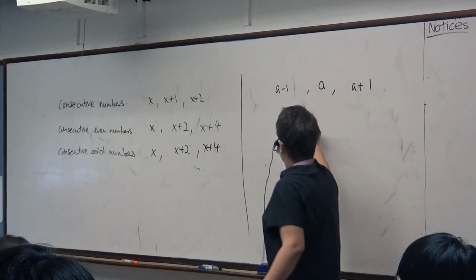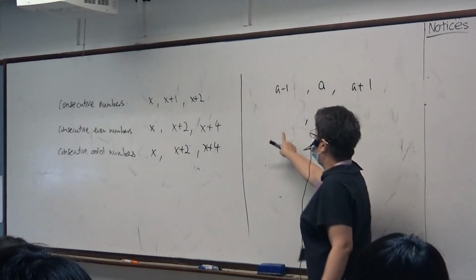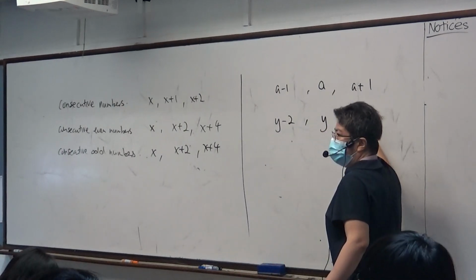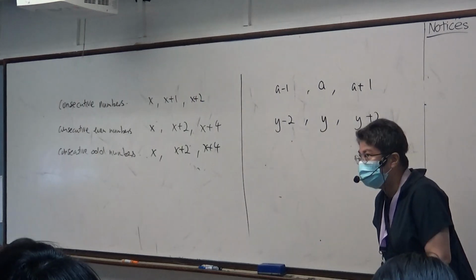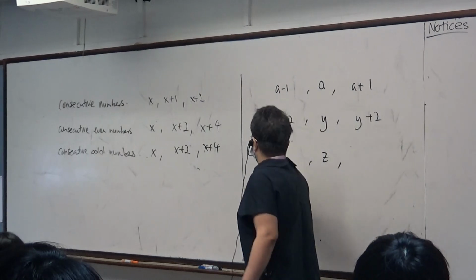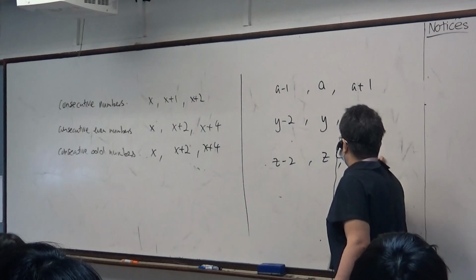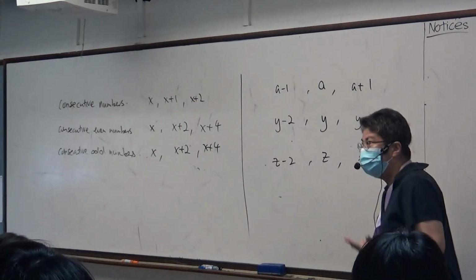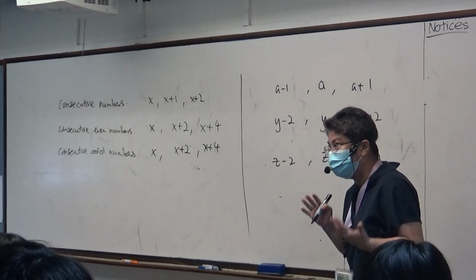Understand? Okay. What if my middle number is y squared? What will be this? Y minus 2. Very good. How about here? Y plus 2. Do you agree? Yes or no? Now, what if this is z? What is here? Still z minus 2, right? What's here? Z plus 2. Do you understand what I'm talking about? You must know what it means, the position of it and so on.